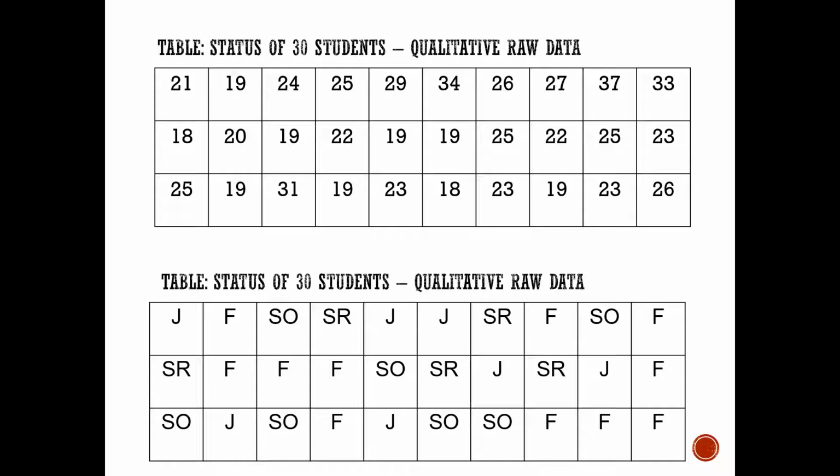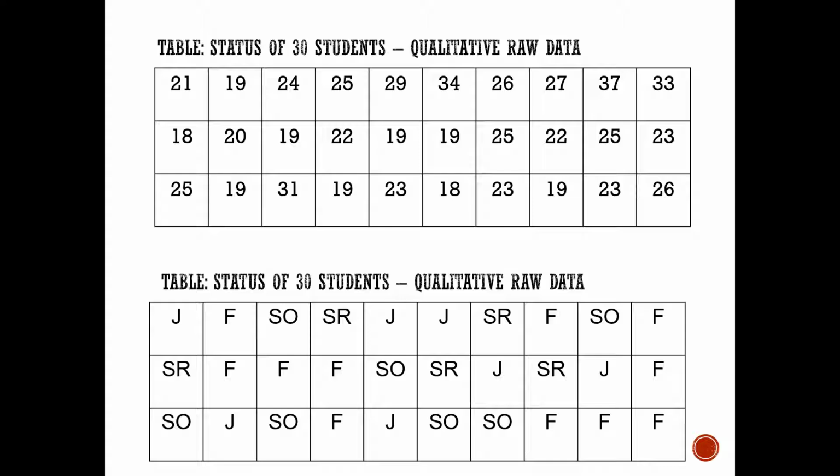Here's some more examples of raw data. There's a table of 30 students. We call this quantitative raw data, right? Because this is numerical. Maybe it's the age of 30 of our students.